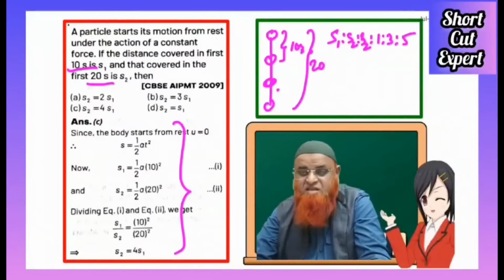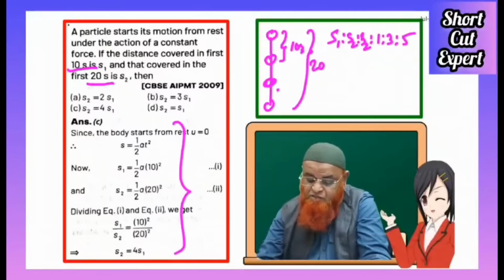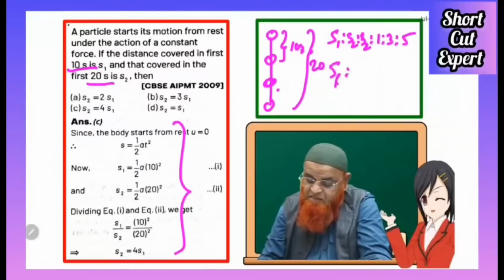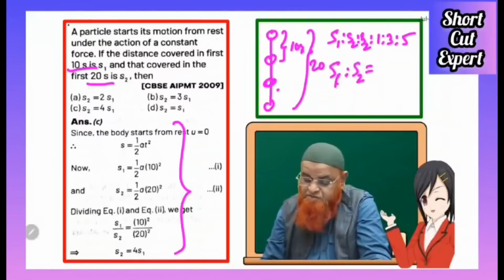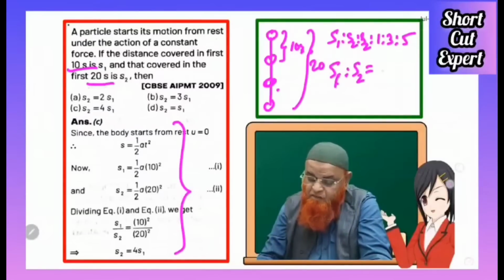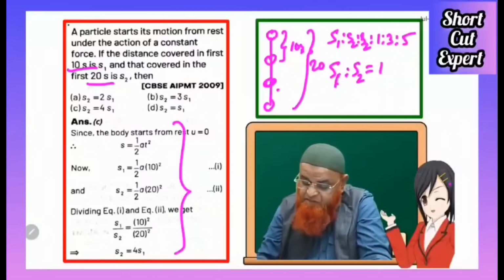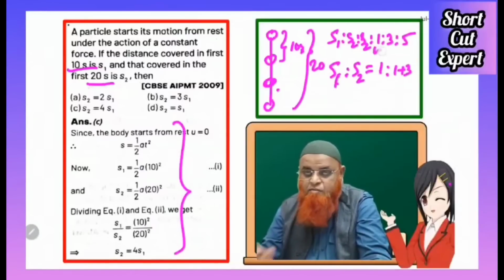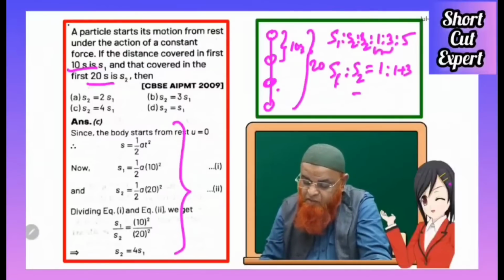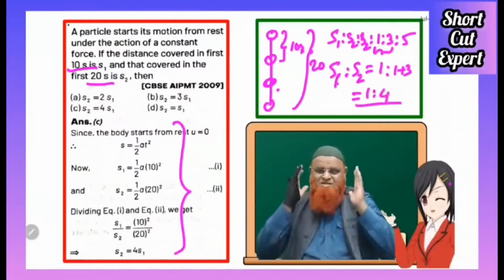So in the first 10 seconds, how much it travels, and in the first 20 seconds, how much it travels, the ratio is going to be equal to how much? So first 10 seconds means you have to consider 1. Next 20 seconds means you have to consider 1 plus 3. Because 20 means you have to consider both the ratios. Therefore, you'll be getting 1:4 over. So this is a shortcut.